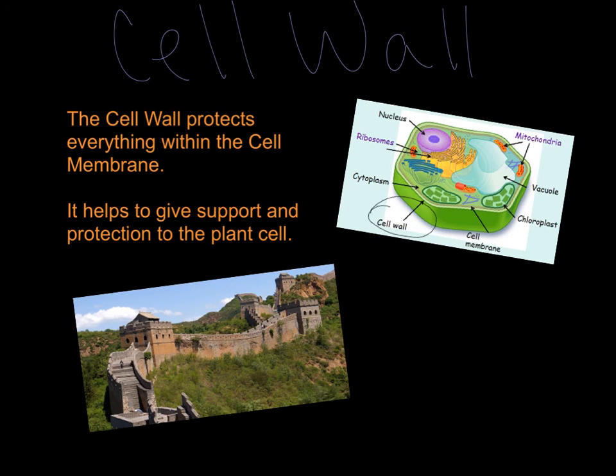The cell wall protects everything within the cell membrane. Just like an animal cell has a cell membrane, so does the plant cell, but in addition to the cell membrane, around it, you have the cell wall. The cell wall helps to give the plant cell support and protection. So think of it kind of like the Great Wall of China, how it was built to protect them from invading Mongolians. Well, that's exactly what the cell wall does. It protects it and it gives it support.